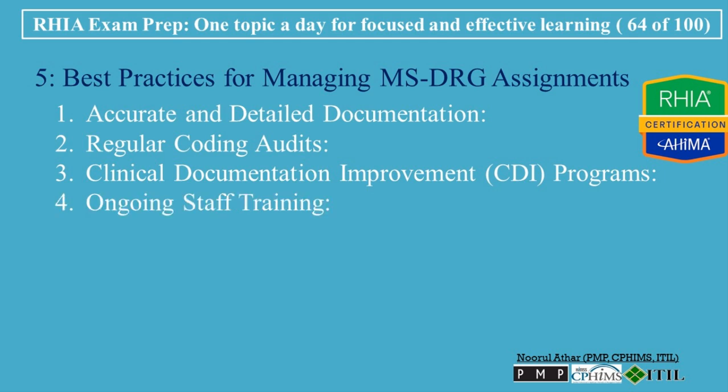4. Ongoing staff training. Provide ongoing training for physicians, coders, and revenue cycle staff on the MS-DRG system and the importance of accurate documentation. Educating staff on how MS-DRGs impact reimbursement and quality metrics can improve compliance and reduce the risk of errors.